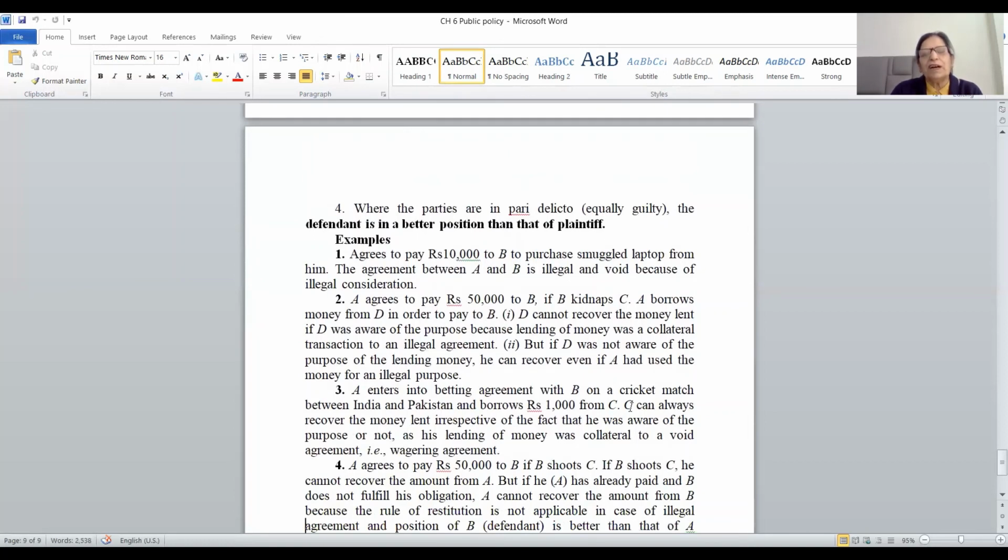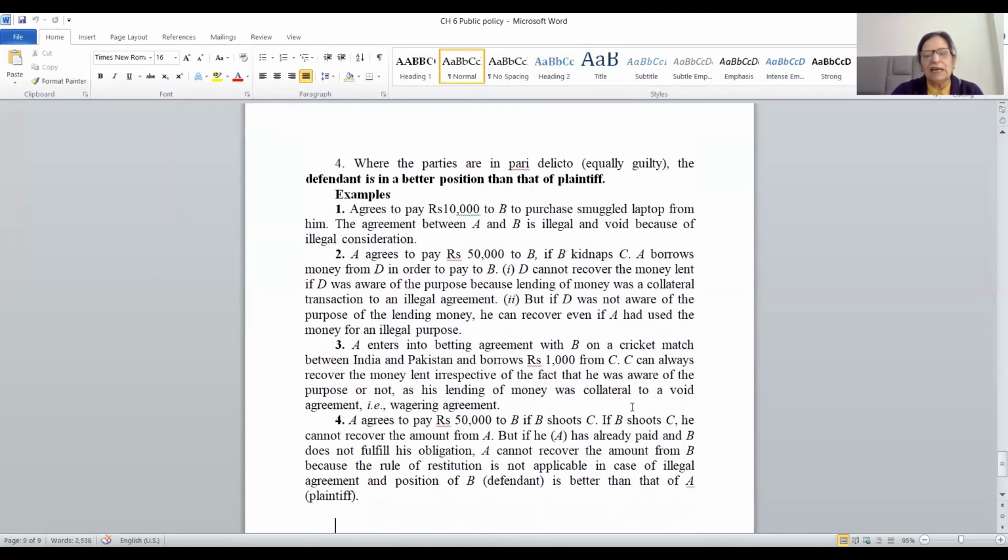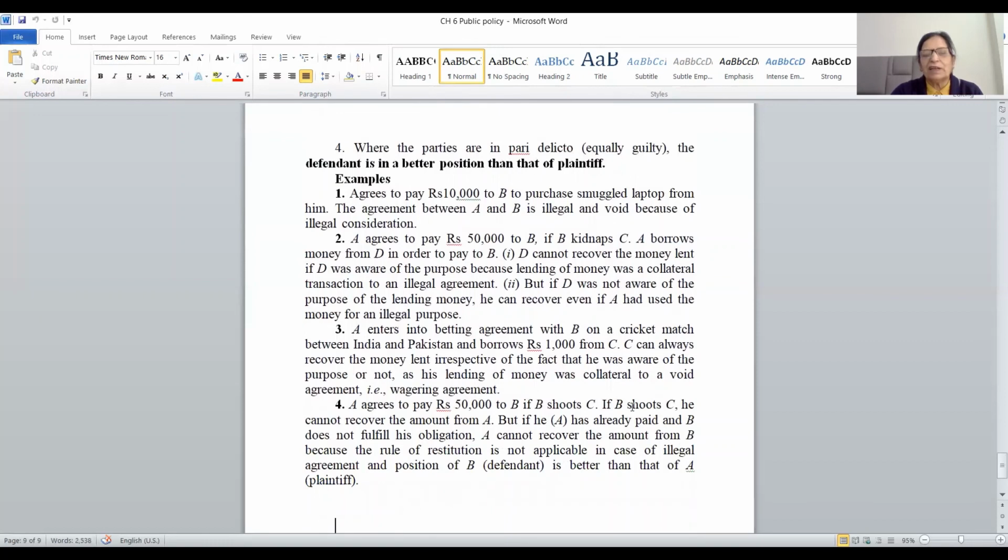Person should be aware for which purpose the money is being lent. But if he is not aware of the purpose, then he can recover even if he had used the money for illegal purpose. So friends, after this, the last point, third point is regarding one of the impacts of illegal agreement.